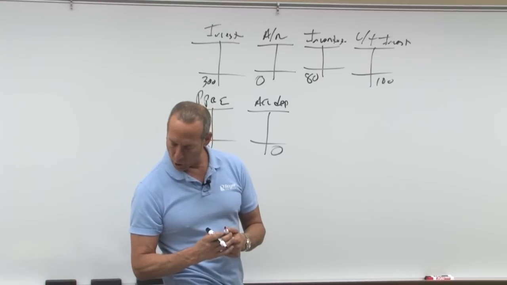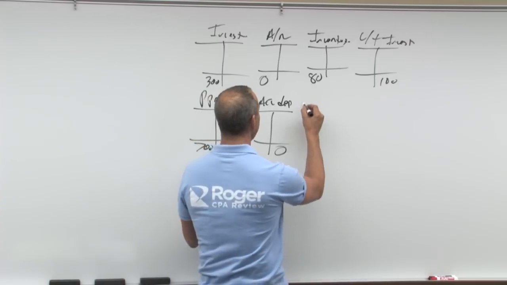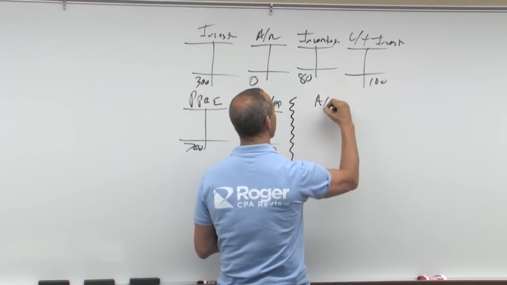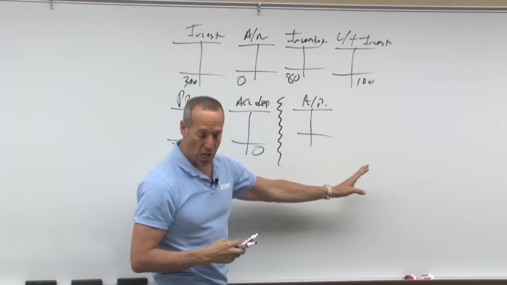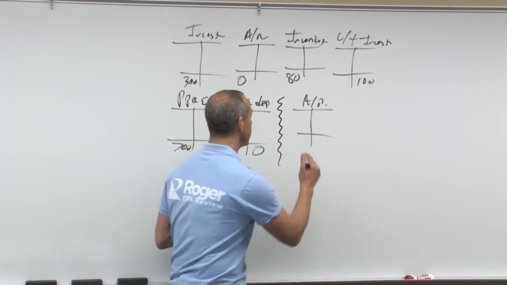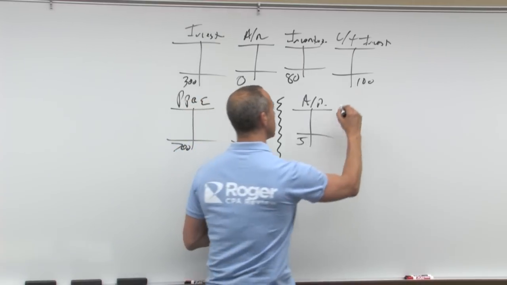Next one is accounts payable. Accounts payable went down by 5, but you know what? Let's put a little squiggly here because now we're looking at the liabilities. So if a liability goes up, it's a credit. If it goes down, it's a debit. This went down, it's a debit. Accounts payable. Next one, dividends payable.